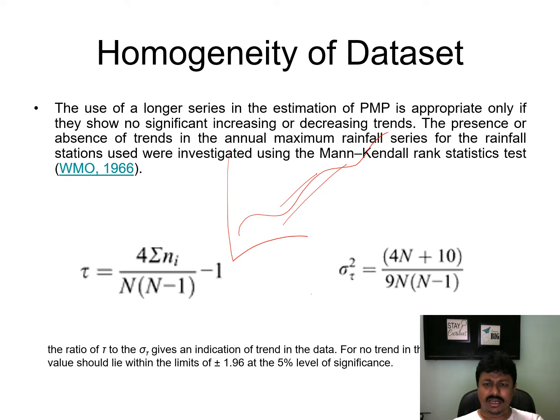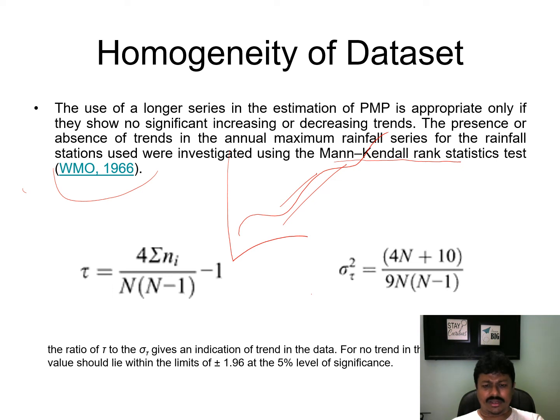So whether your data has a trend or not, there are various tests available. Here we are showing the Mann-Kendall rank statistics test, which is used by the World Meteorological Organization. And this is the formula. It is self-explanatory.